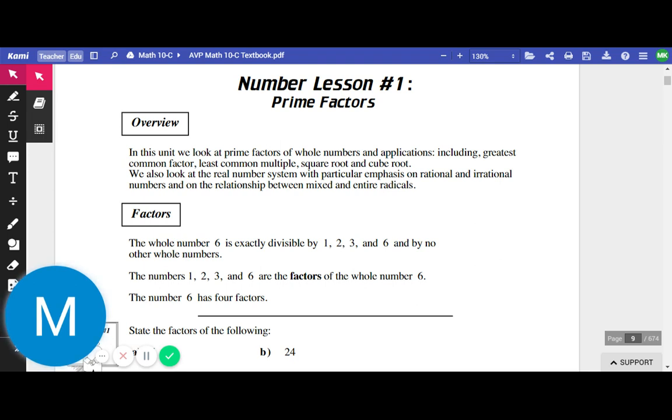So for example, they have here factors, the whole number 6 is exactly divisible by 1, 2, 3, and 6. So we would say 1, 2, 3, and 6 are the factors of 6 because they all divide into 6. That makes sense, right?